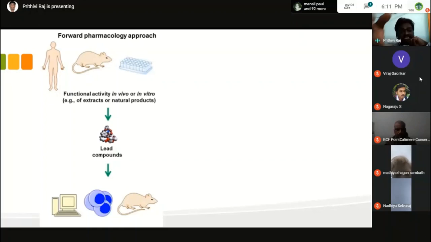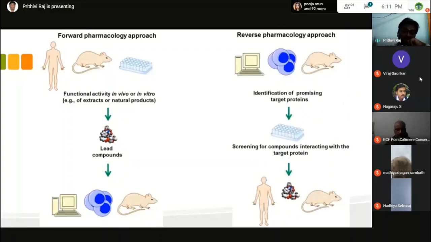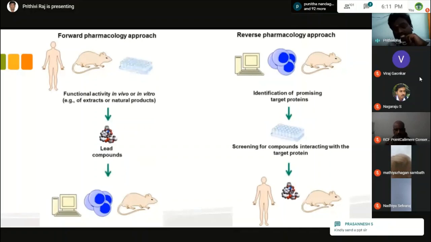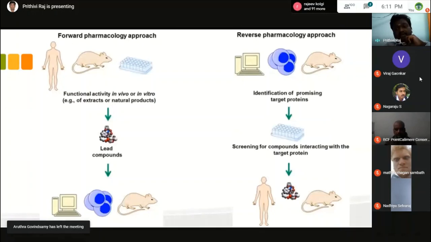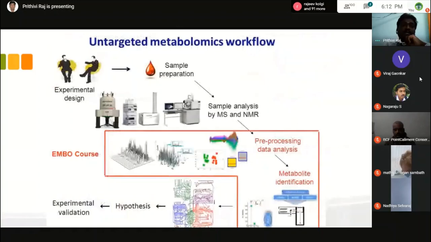So what is the reverse pharmacological method? From the in silico method, identify the lead compound and test the compounds in the animal. Then, sacrificing the animal, take the lead active compounds, interact them with the target proteins, then come for the in silico work, then give it to the animal and human. This is called another reverse pharmacological method, which is used as a functional activity in vivo and in vitro method. This is for the focusing of a target method.